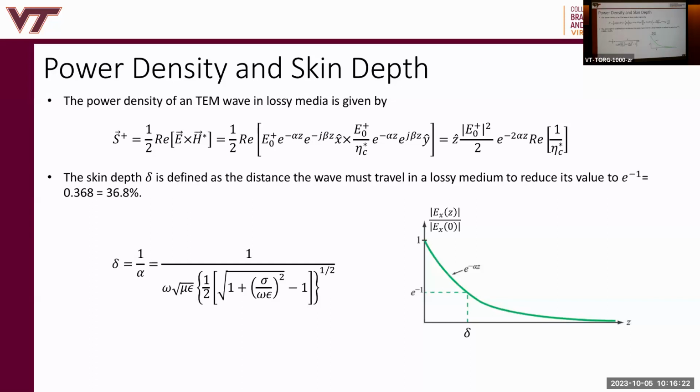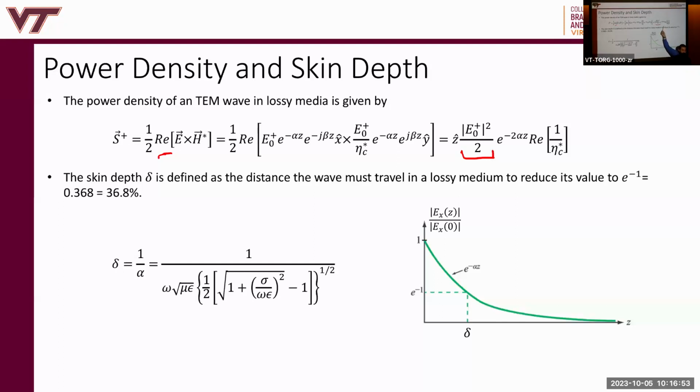So if you do all that, then you end up with the same result we had before for lossless media, but you have this additional term now, which is e to the minus 2 alpha z, because we're talking about power, and the real part of 1 over the wave impedance conjugate. Why is it the real part? Because we took the real part here, right? To find the power density, real power flow. So what does that mean? The power is decreasing with z, right?